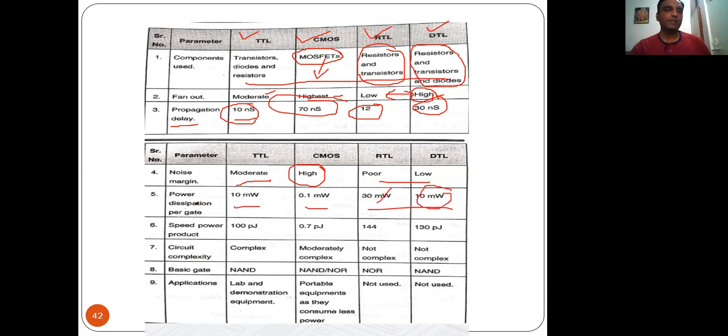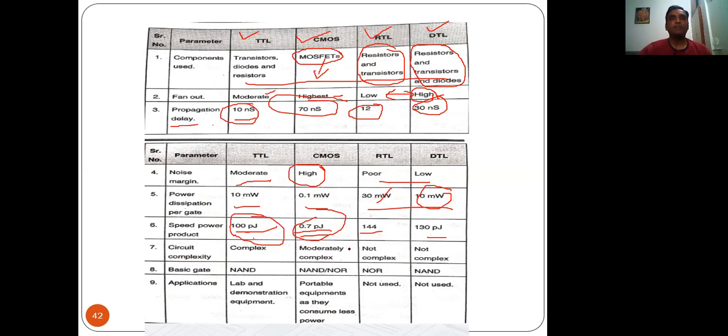So if you multiply this propagation delay and the power dissipation, we have discussed one parameter which is called speed power product. So speed power product is nothing but the power dissipation multiplied by the propagation delay. So this is in joules. Okay, so it is very good in case of the CMOS, as you can see, 0.7 picojoule. This is 100 picojoule, 144 picojoule, 130 picojoule. Okay, so this is very good in case of the CMOS, slightly better compared to RTL and DTL and TTL.